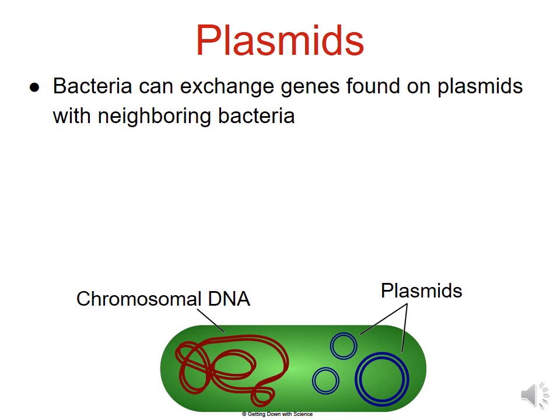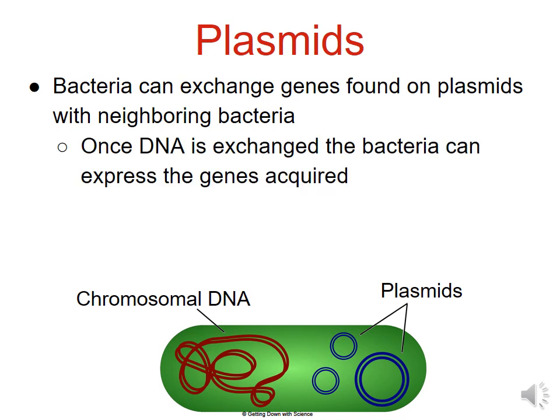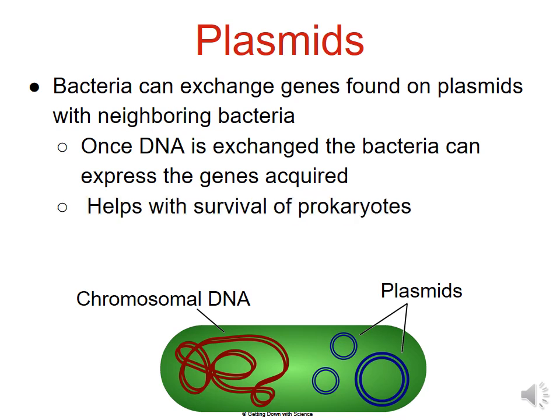Bacteria can exchange these genes that are found on plasmids with neighboring bacteria, so they actually will exchange these plasmids. Once the DNA is exchanged, the bacteria then can express the genes it's acquired. So you can't just automatically express genes that you trade with somebody else, but bacteria can do that. So this helps prokaryotes survive in so many different environments.